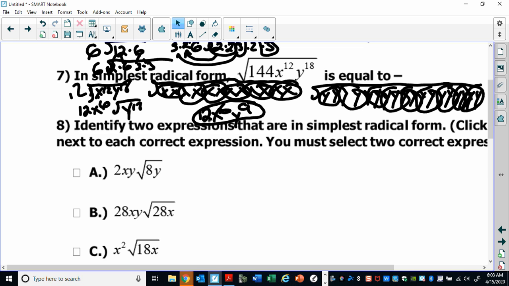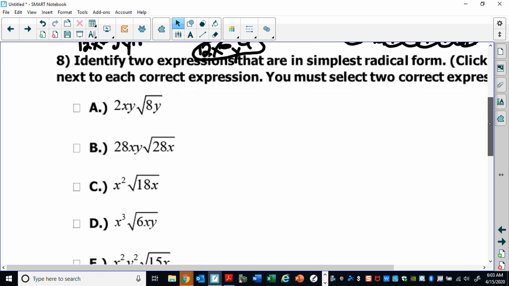What you see for the first time is that there's nothing left under the radical. Don't be alarmed if you have a problem where nothing is left under the radical, right? All right, so let's go back here, scroll down.